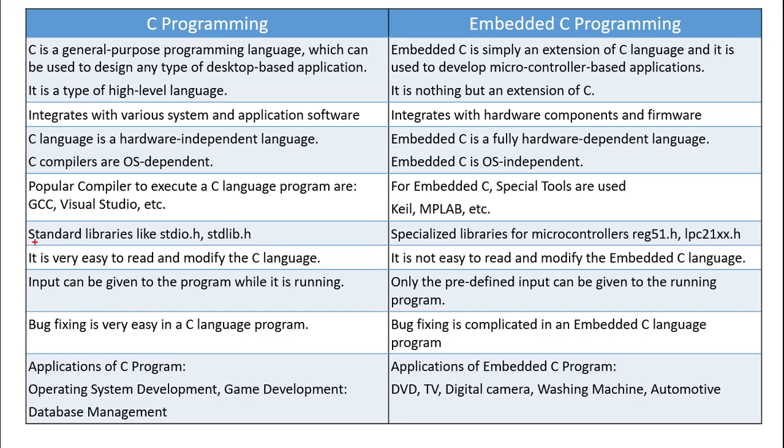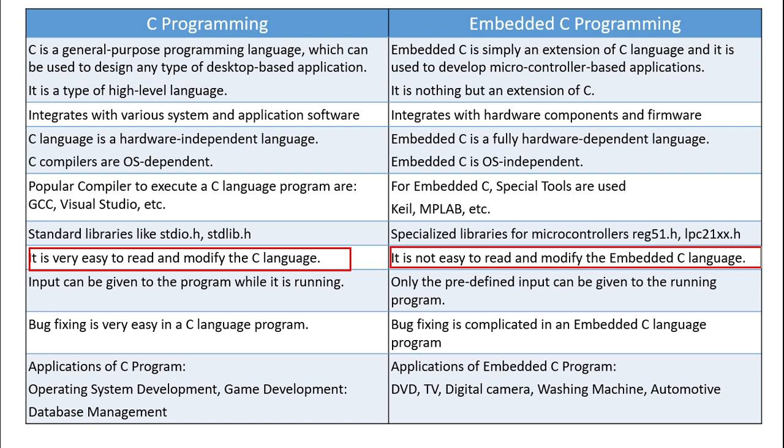The next difference, it is very easy to modify the code in case of C programming, but embedded C is not easy because every instruction and every line of code is dependent on the hardware. In C programming, we can easily change the code. It is very easy to read and modify C language code, but in case of embedded C, it's not like that. It is easy to modify, but it's going to affect somewhere. So that's why embedded C programming modification is hardware dependent. We cannot easily modify it since it's hardware dependent programming.